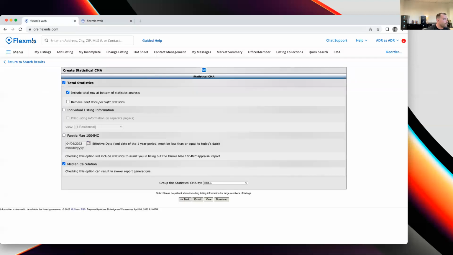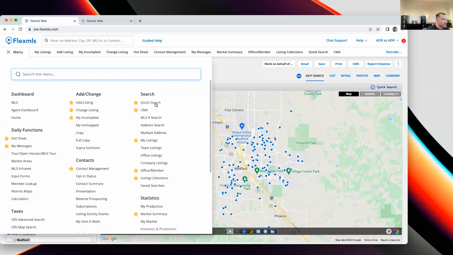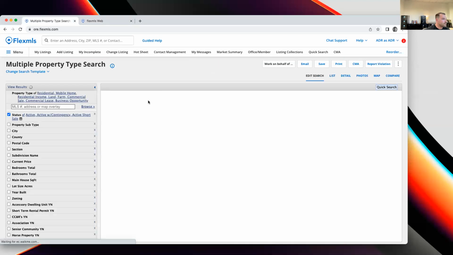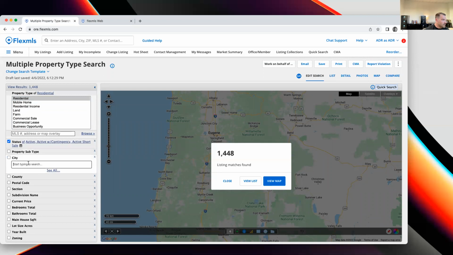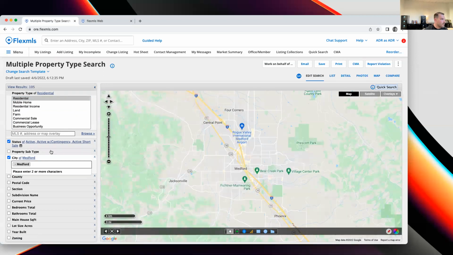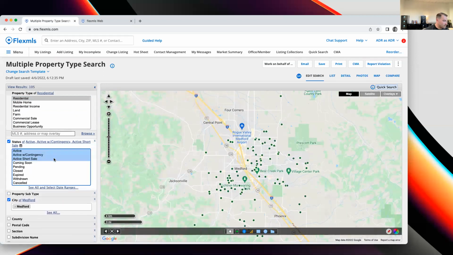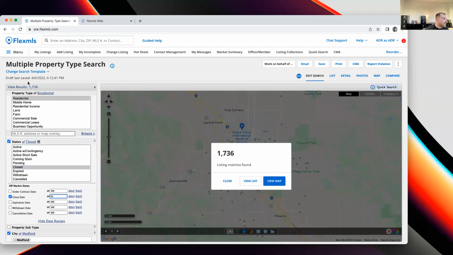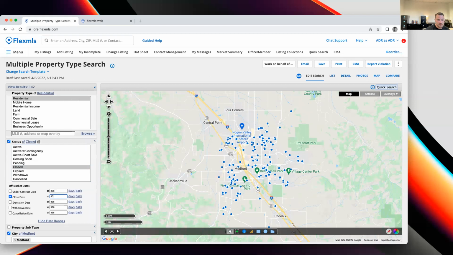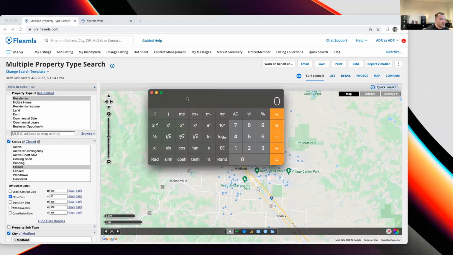Just as a quick review, let's do it one more time. Quick search. Choose just residential. Choose just Medford. If you're looking in that market, you can choose whatever city you want. Active homes, 105. Closed in the past 30 days, 142. You divide active by sold, get inventory, 0.74. You know, we're going to round up there.